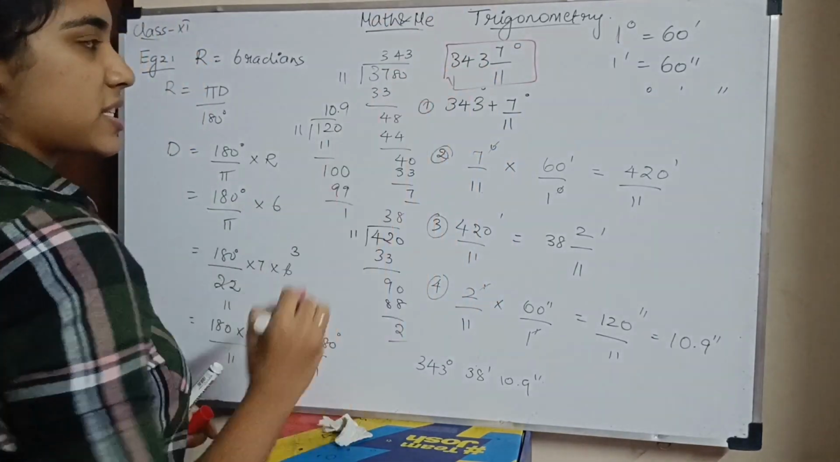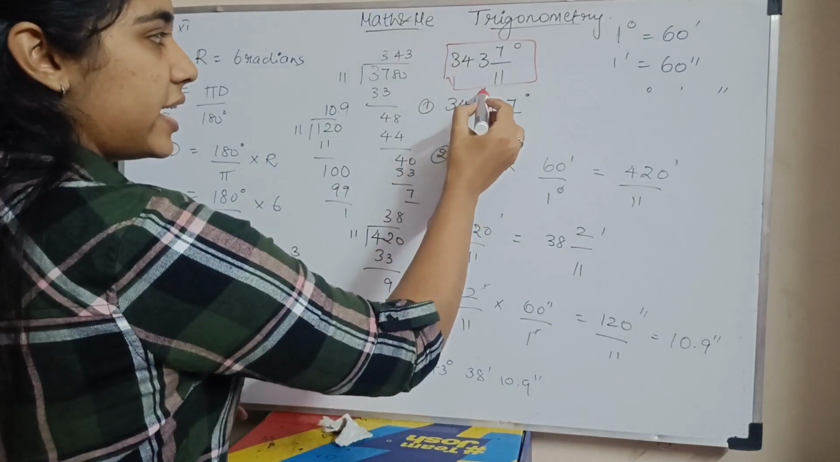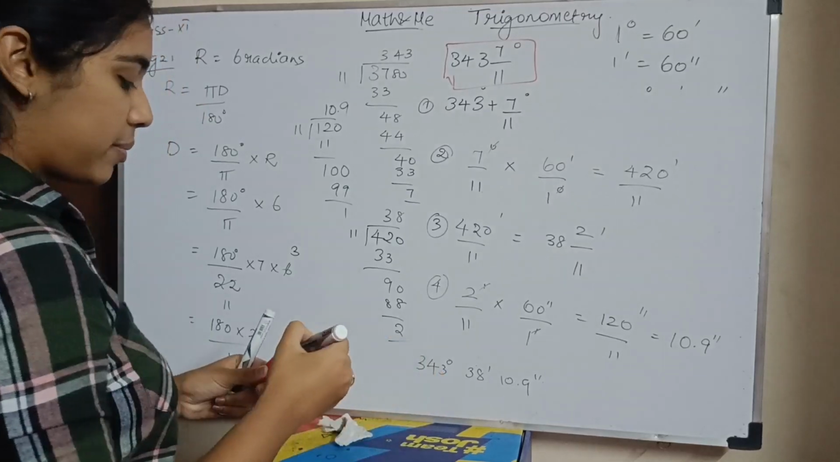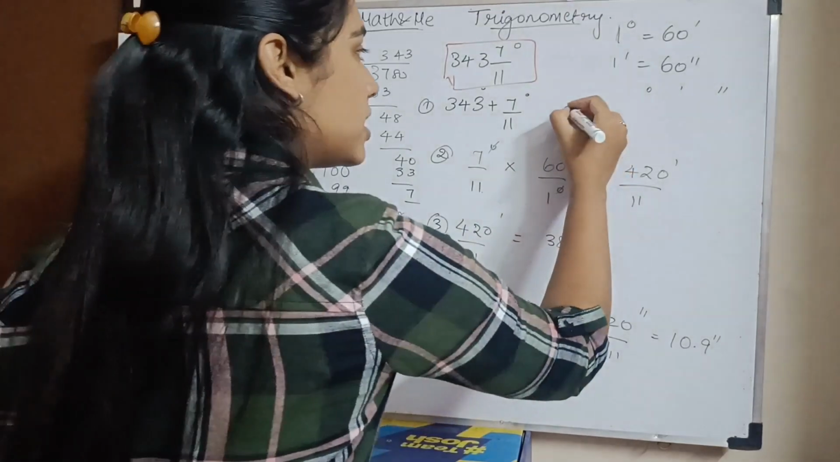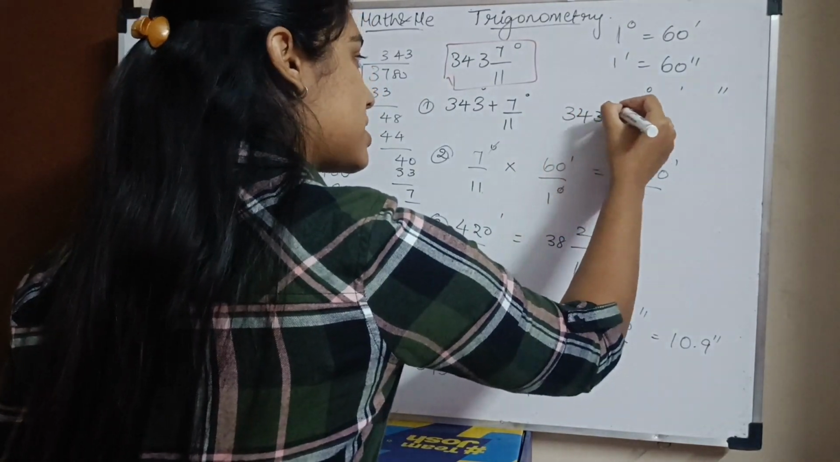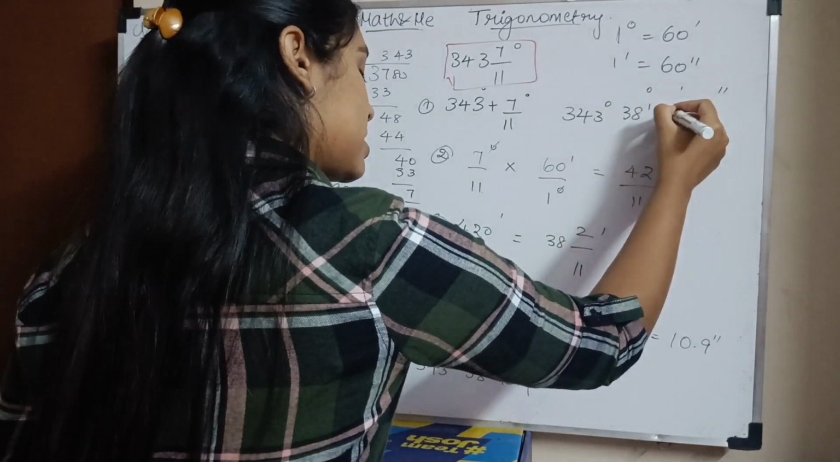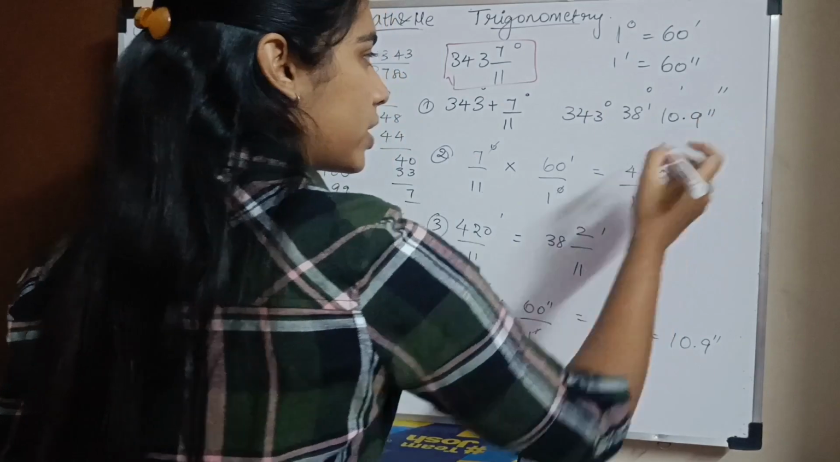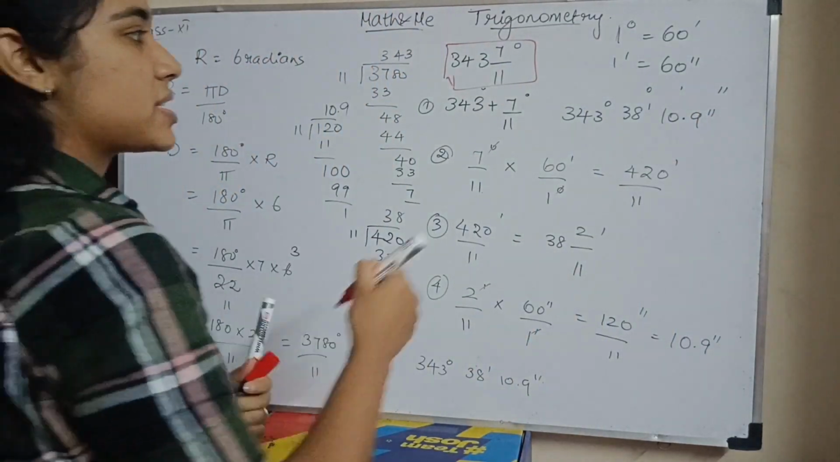This is my first mixed fraction. So in the mixed fraction, I have degree and degree. I'm going to convert this again to minutes because this is the way of representing. So what is my final answer? You see it is 343 degrees, 38 minutes and 10.9 seconds. Okay, this is the final way of representing the answer.